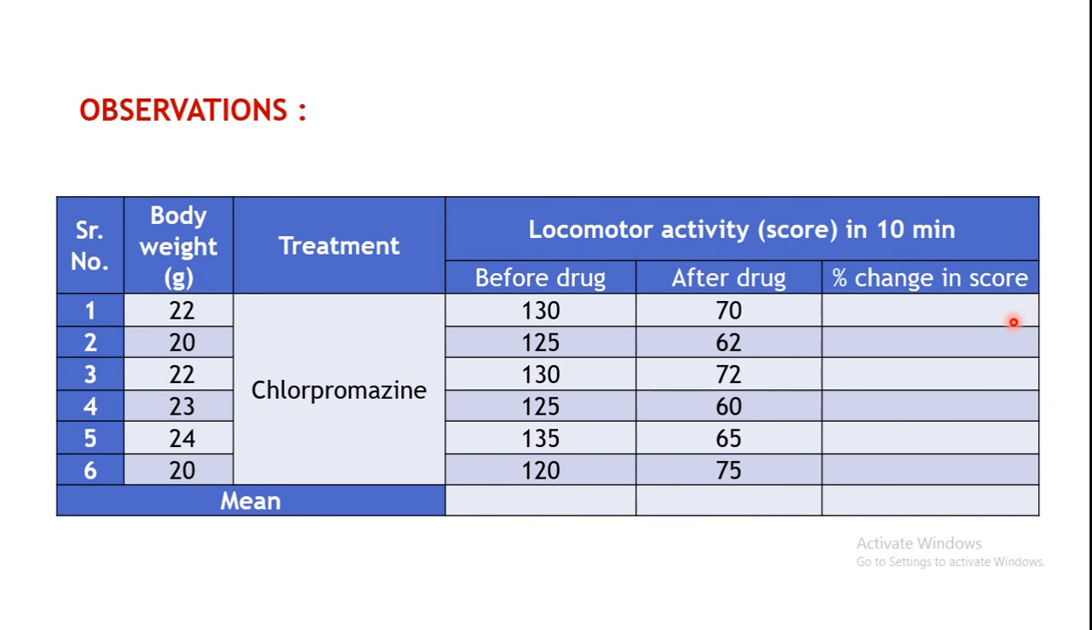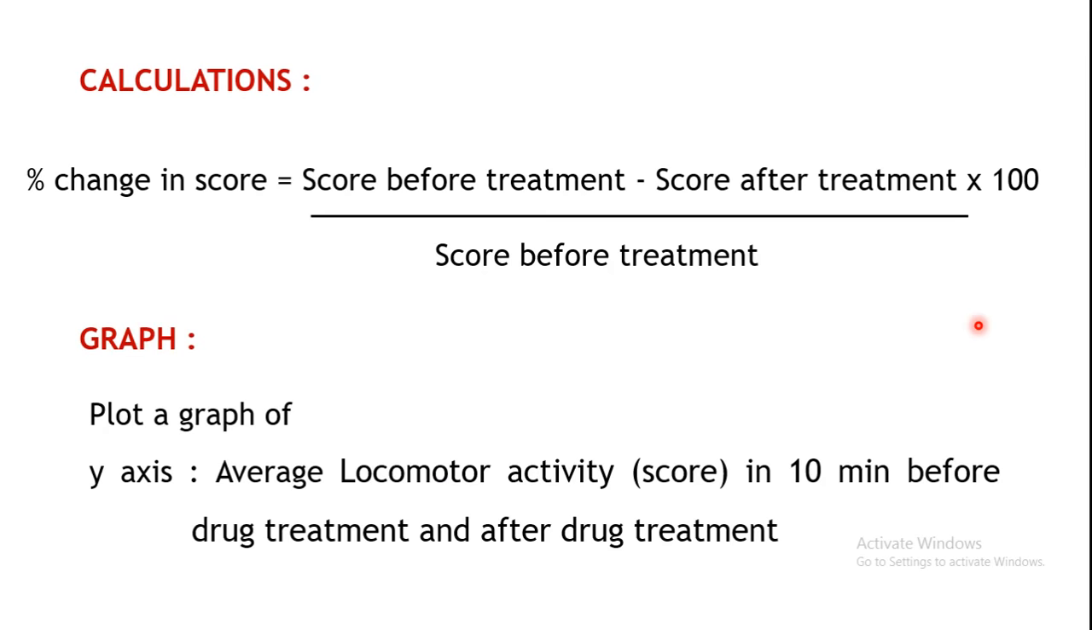So in this case there will be a decrease in the score, so we need to find out the percent decrease in the score. Now the formula for the calculation of the percent change in score is score before the treatment minus score after the treatment divided by score before the treatment multiplied by 100. Say for example, score before treatment, if it is 125, and score after the treatment, if it is 62, then it will be 125 minus 62 divided by 125 multiplied by 100. That will give you the percent change in score.